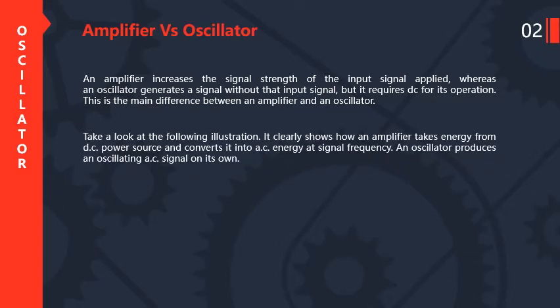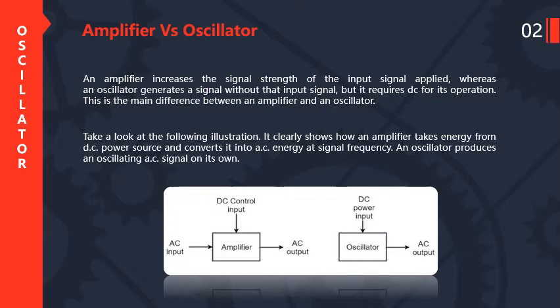Take a look at the following illustration. It clearly shows how an amplifier takes energy from a DC power source and converts it into AC energy at a signal frequency. An oscillator produces an oscillating AC signal on its own. So this is the diagram. First one is called the diagram of amplifier. We need the AC input. In case of oscillator circuit, we do not need the input signal, we need only the DC power input supply.